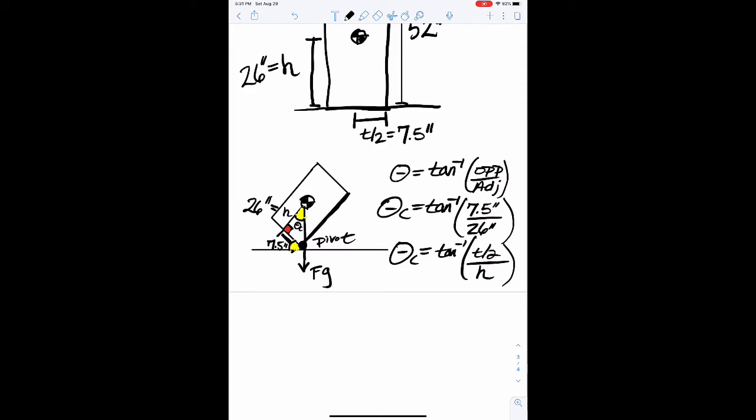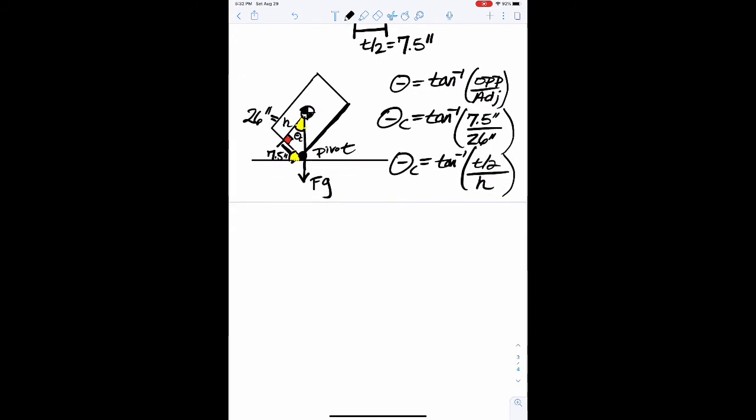And not the height of the filing cabinet. I guess if it was the height of the filing cabinet, then we'd have to use h over 2 along with t over 2. It'd be t over 2 over h over 2, but whatever. However, it best makes sense for you.